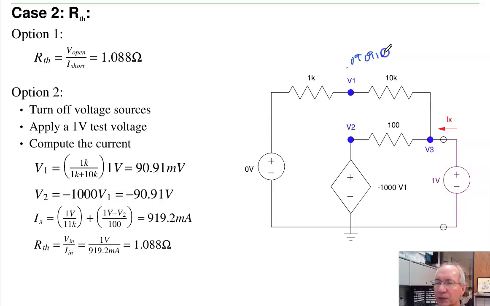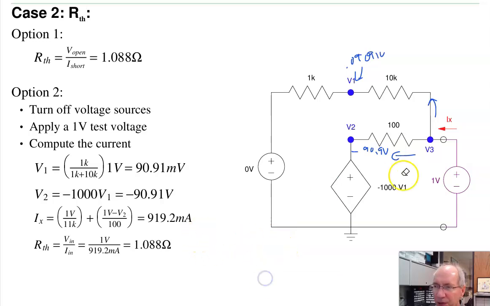0.09091 volts. That's V1. I know V2 is 1000 V1, minus 90.91 volts. I can now find the current. Ix is this current plus that current. So it is 1 volt over 11K plus this current, 1 minus 90 over 100 gives you plus 919 milliamps. So there's the second point. 919 milliamps, that's the current.